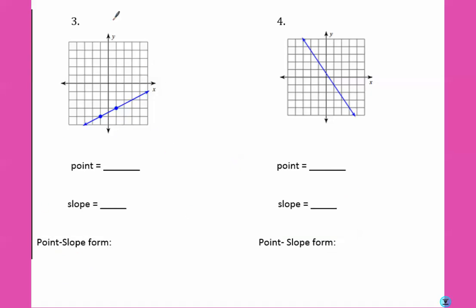Now these graphs, you'll notice that the y-intercept isn't an exact point. We could probably estimate, but we're not going to. So the first thing we're going to do is pick out a point on the line. I'm going to use this one here, which is 1, -3. Our slope would be up 1 over 2, so 1/2. Remember that point slope is y minus y1 equals m times x minus x1. So we would have y minus -3, so it'd be +3, equals 1/2 times x minus 1.